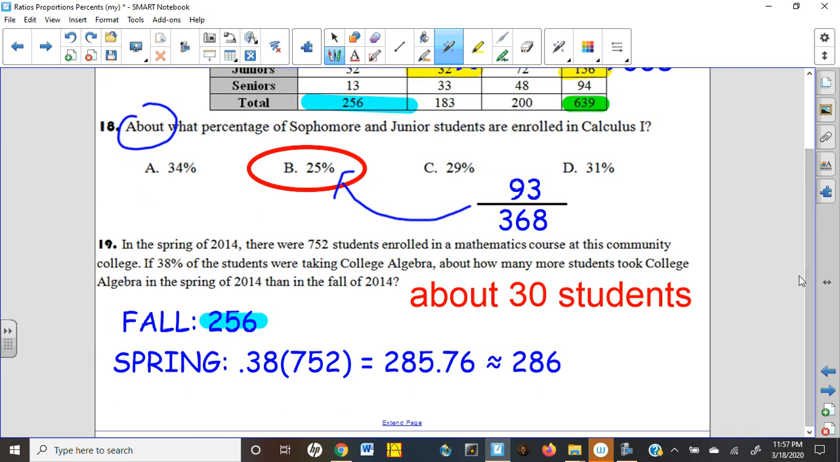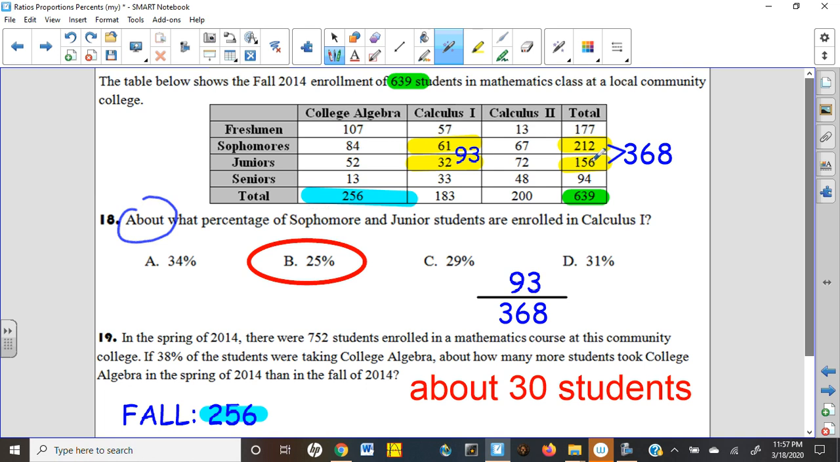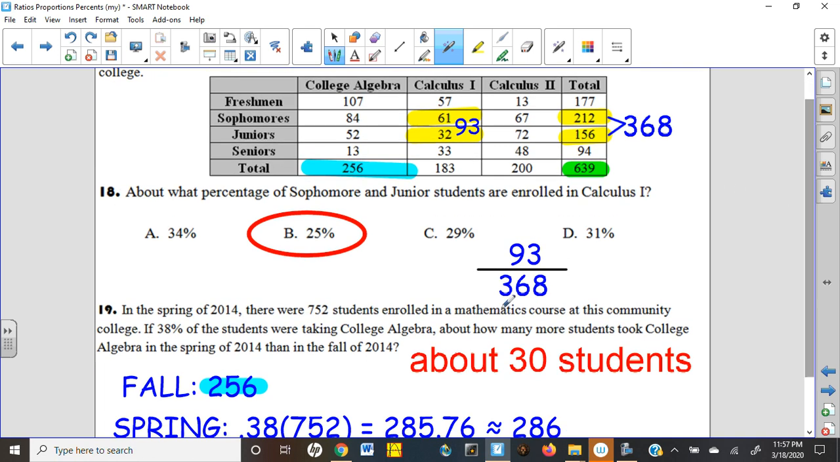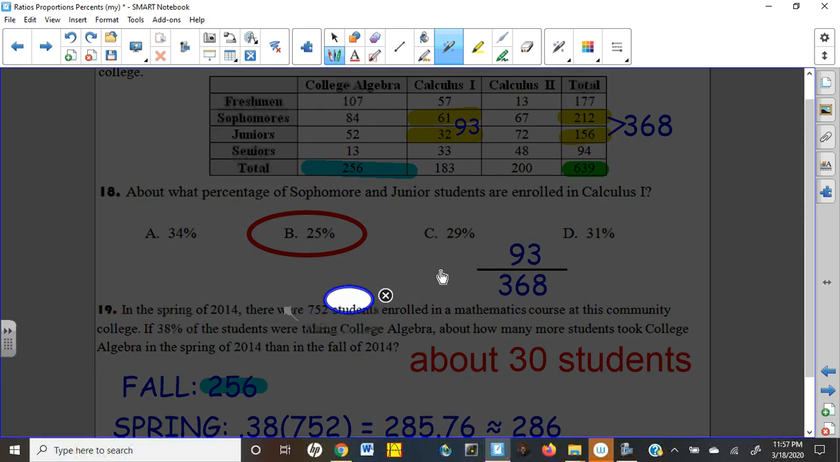Number 19 said in the spring of 2014, okay, so this was the fall of 2014, so the previous semester, there were 752 students enrolled in math classes, which is a little bit more than there are now in the fall.